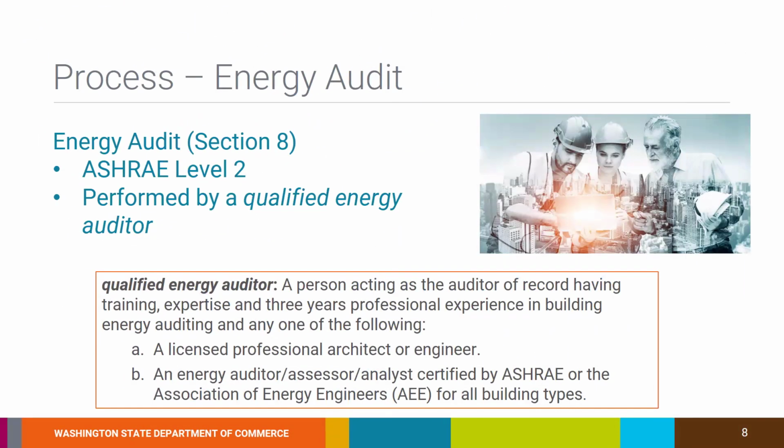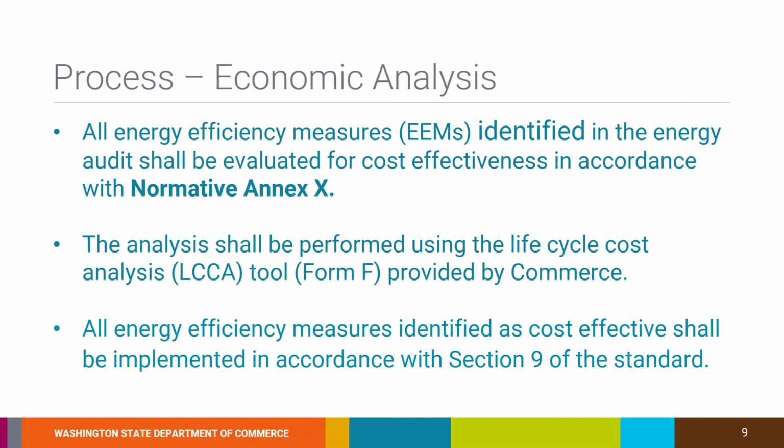The first step in pursuing the investment criteria performance metric is to have an ASHRAE Level 2 energy audit performed by a qualified energy auditor as defined by the Clean Buildings Performance Standard. Once the audit has identified energy efficiency measures projected to lower the EUI to the target, an economic analysis shall be performed in accordance with the requirements of normative Annex X.